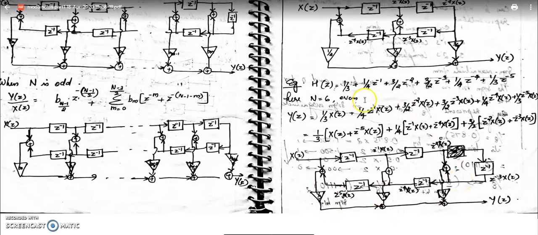Since there are 6 coefficients, we have used only 3 multipliers by implementing like this. So here we are using the minimum number of multipliers.